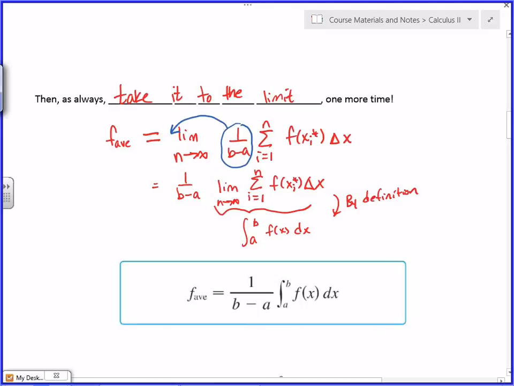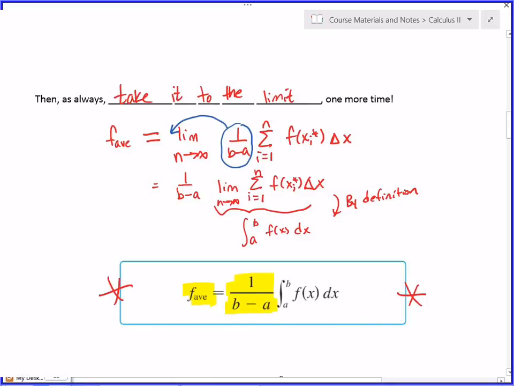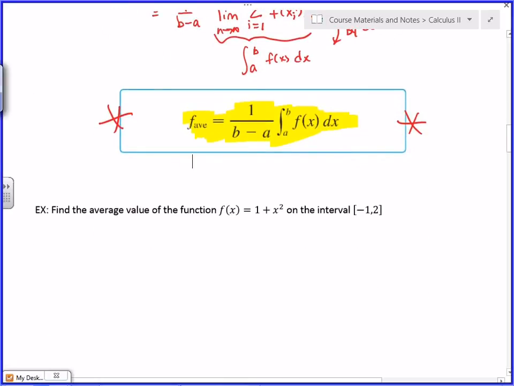So booyah. That makes this right down here our formula for finding the average value of a function. It's just 1 over the length of the interval, multiplied by the integral from a to b of f of x dx. It's not hard work to do. It's just a matter of applying it now.